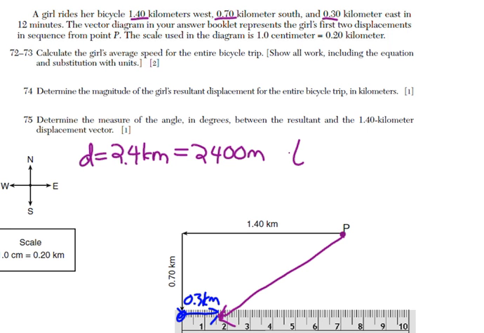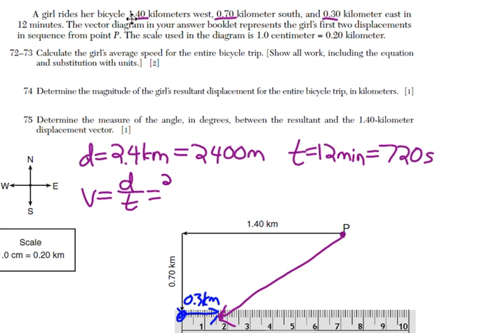All right, the time is 12 minutes, so that's 12 times 60 to get that into seconds, 720 seconds. All right, so then it's very simple. Speed is distance over time, 2,400 meters over 720 seconds is 3.3 meters per second.